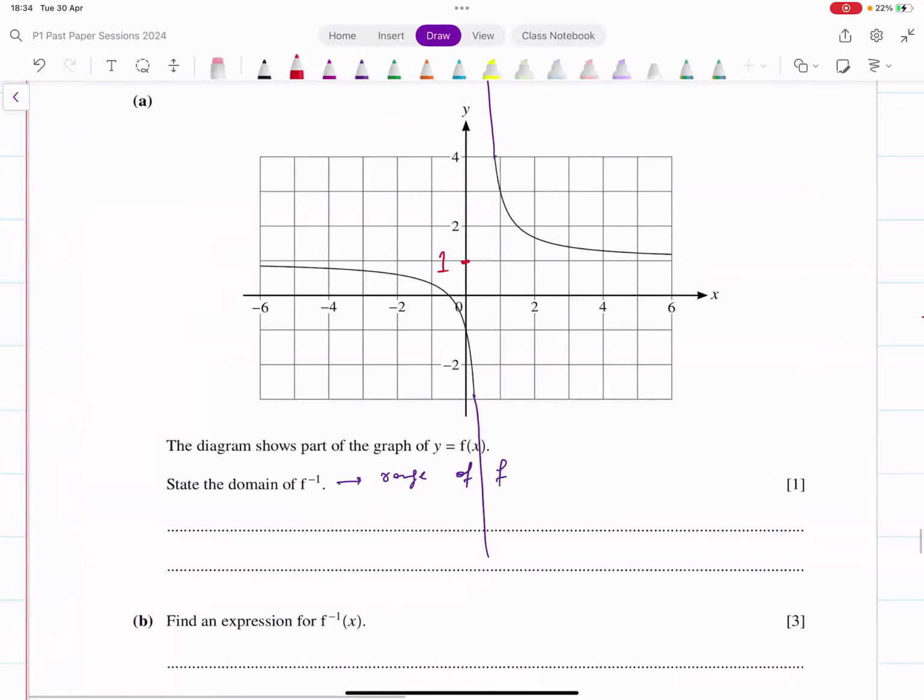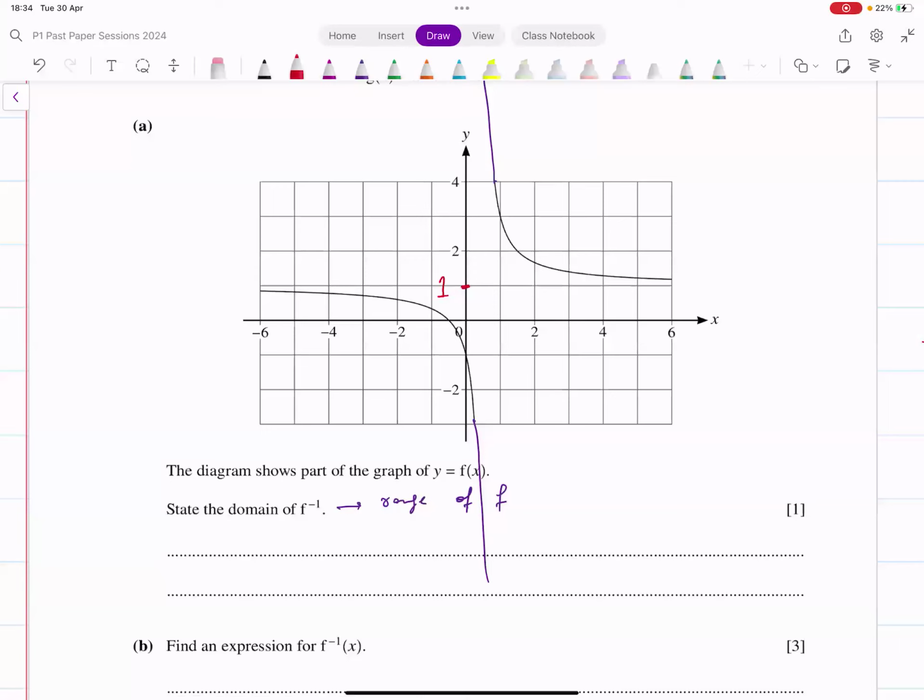It's going anywhere up to positive infinity and negative infinity. However, it's not touching this y equals 1 line. So the y value cannot be equal to 1. So the range of f, therefore, the range of f is basically all real values, except there's one exception, and that is that y cannot be equal to 1. That's the range of the function f.